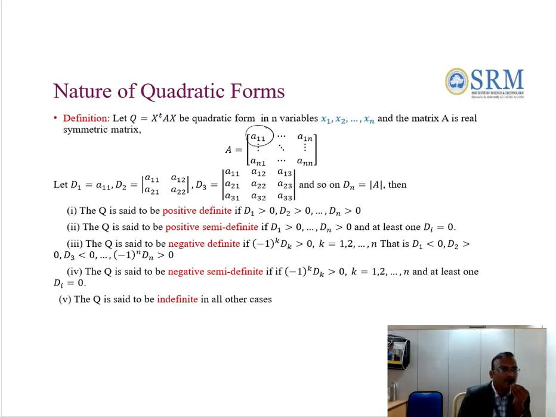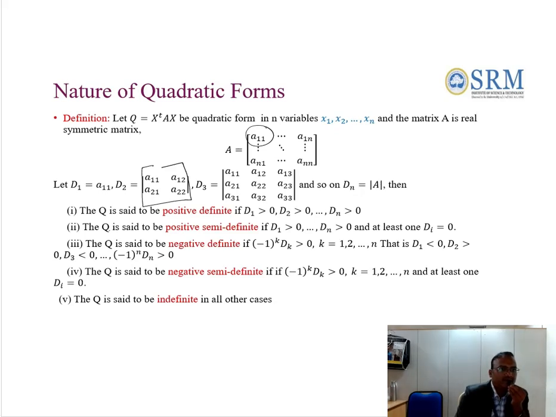What is d2? A11, A12, A21, A22, whose determinant I define as d2. Similarly, d3 is the determinant of the first 3 cross 3 matrix: A11, A12, A13, A21, A22, A23, A31, A32, A33, and so on. And dn is nothing but the determinant of the original matrix A. Then the first definition: the matrix A is positive definite if all the d1, d2, d3, and so on, dn are positive.